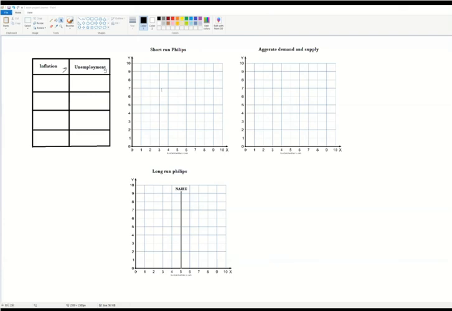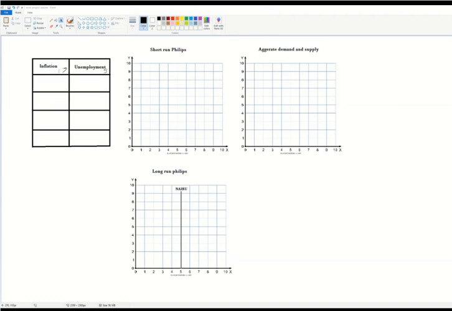Hello, today I'm going to be going over the short run Phillips curve and the long run Phillips curve and how they're different and NAIRU. So first thing for the short run Phillips curve, in the short run, inflation and unemployment are inversely related.